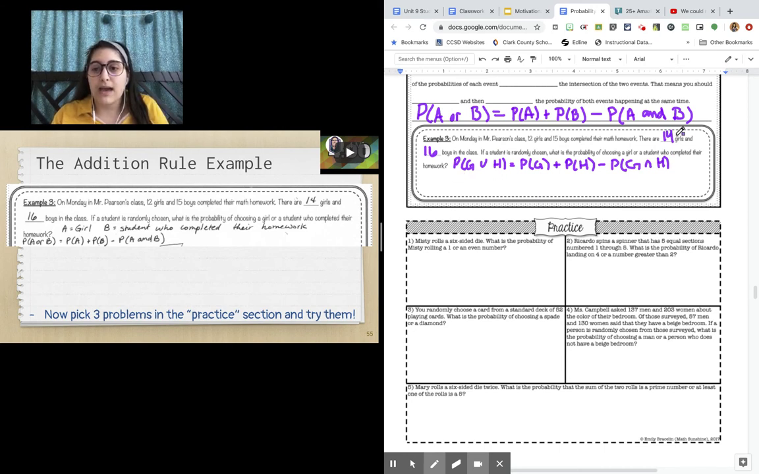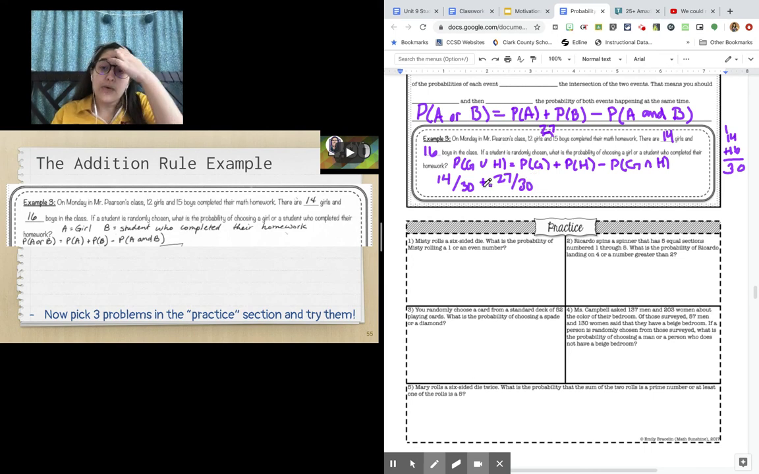So if we look back, we see that there's 14 girls in the class. Okay. So 14 girls out of, and then I have to figure out how many total people there are in the class. 14 plus 16 is 30. Okay, so there's 30 people total, so that's my denominator. Okay, so that's the probability that I pick a girl at random. Okay, plus then H is how many people did their homework. So if I look back, if I add 12 and 15, that's 27. So 27 students total completed their homework.